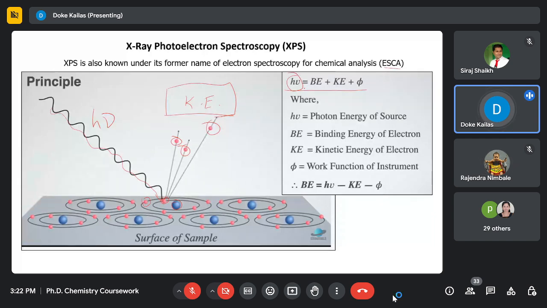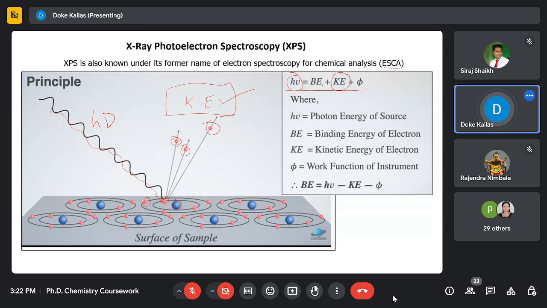It should obey the law of conservation. That should be equal to the kinetic energy, which is measured by the instrument, plus the binding energy. What the binding energy is, I will explain. And one more mathematical symbol is there. That symbol is called the work function of the instrument. That I will explain on the next slide. What is the work function of the instrument? So the kinetic energy of electrons: the electron is coming from the surface and it has a different speed.